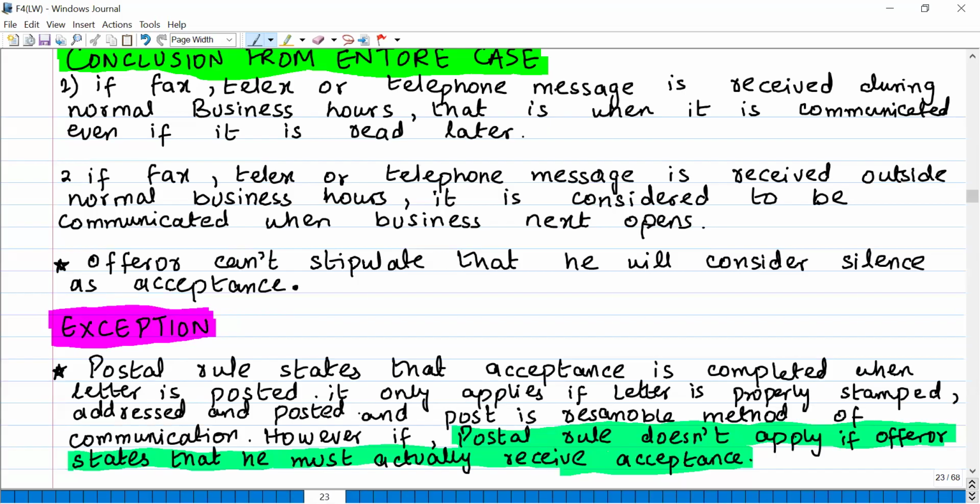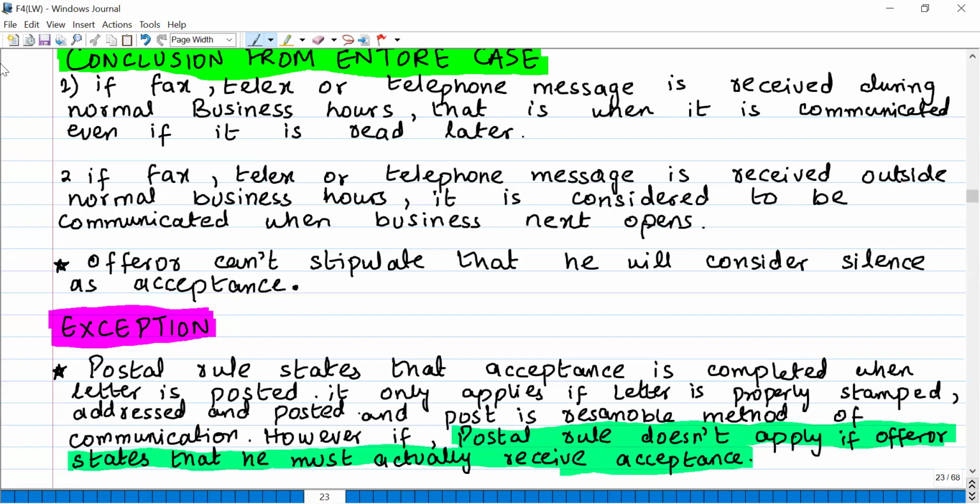Now in that case, if he uses the postal rule, I will say no, the postal rule is not relevant, it's not valid. The post should be a reasonable method of communication. However, the postal rule doesn't apply if the offerer states that he must actually receive acceptance. If the offerer mentions in his offer that when he receives an acceptance, that is when he will consider it accepted, in that case the postal rule will not apply.